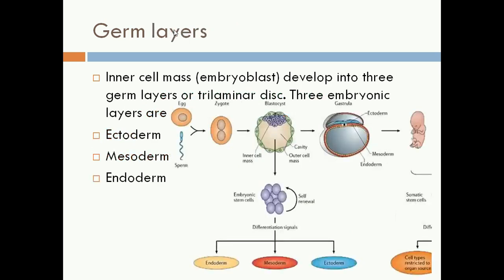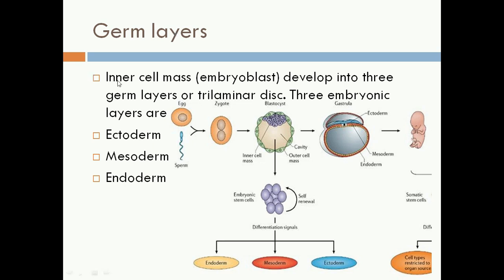So, coming to the germ layers. Till now, the embryo is in the blastocyst stage, and we only know two cell layers: the outer cell layer, which is the trophoblastic layer, and the inner cell layer, which is the embryoblast layer. Now, how is this embryoblast getting converted into a trilaminar germ disc?